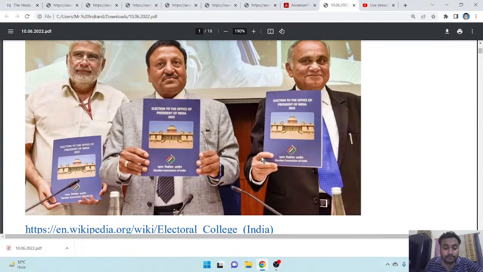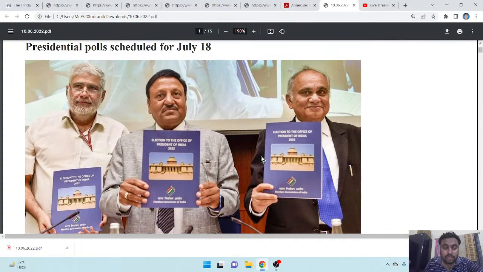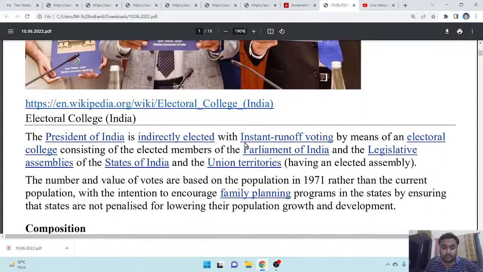This is the news. Now we should know the procedure of presidential election, how the president of India is elected. Okay, what is the procedure? The total procedure is called electoral college. Okay, why is it known as electoral college?